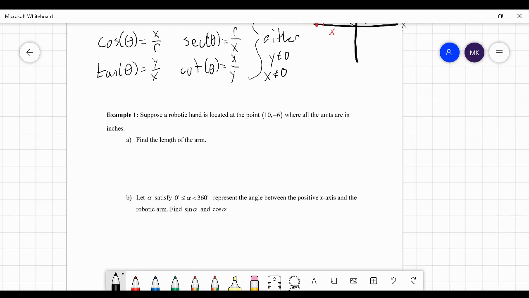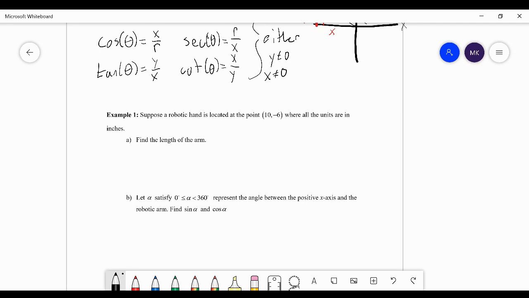So let's suppose a robotic hand is located at the point (10, -6), where all the units are in inches. What we're going to do here is use these standard position ideas to help us out.